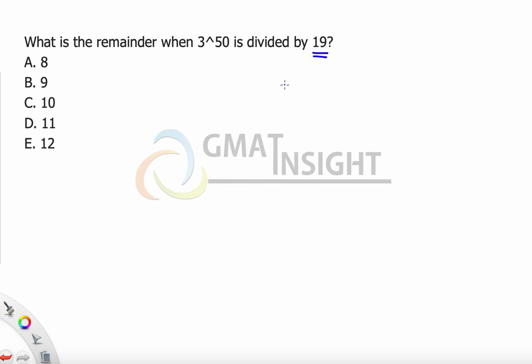The very first step that we should be looking at is whether there is any power of 3 that is very close to any multiple of 19. Any power of 3 means 3 to the power 1 is 3, 3 to the power 2 is 9, 3 to the power 3 is 27, then 81, 243, 729, etc. Is there any number in this list which is close to any multiple of 19? If you find some number which is very close to a multiple of 19, then I think that's a jackpot.